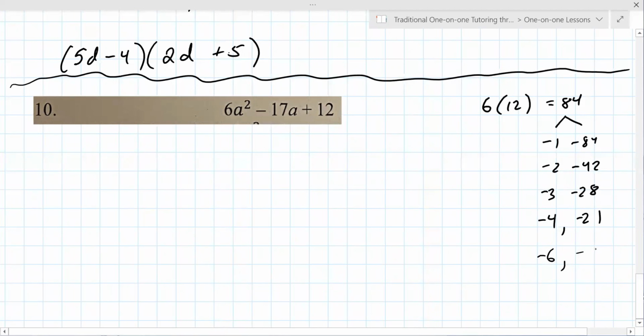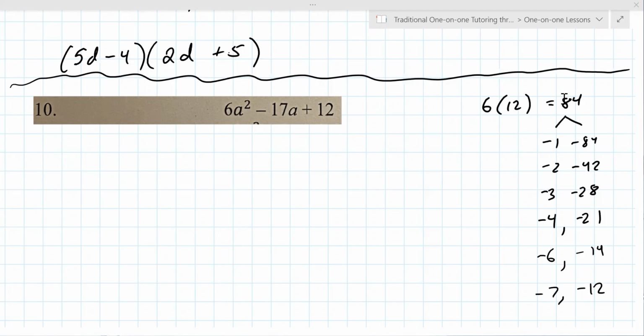negative 14, negative 7, negative 12. So do any of these add up to negative 17? This is a bit disturbing because I thought I checked this one. Okay, all right. What did I miss here?